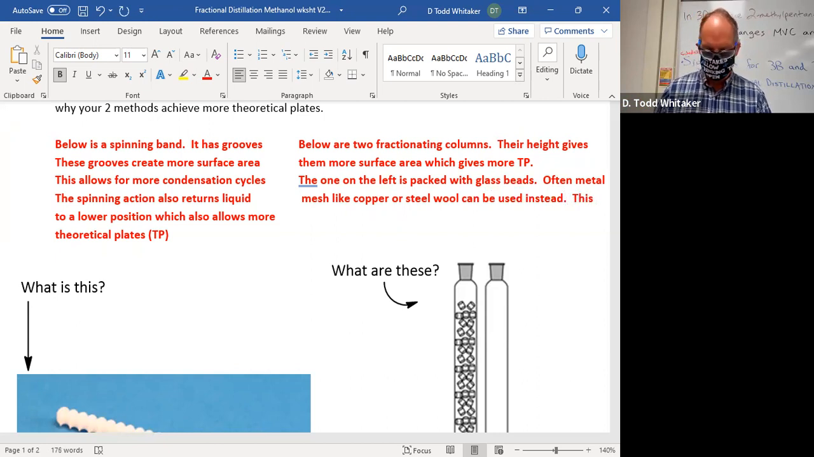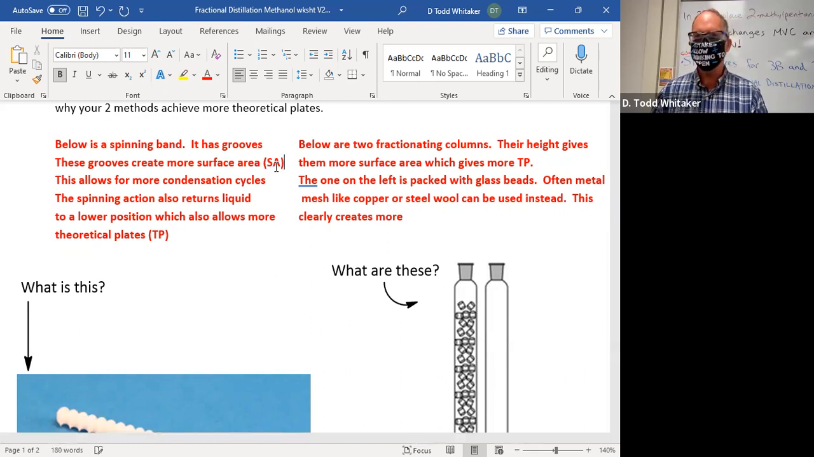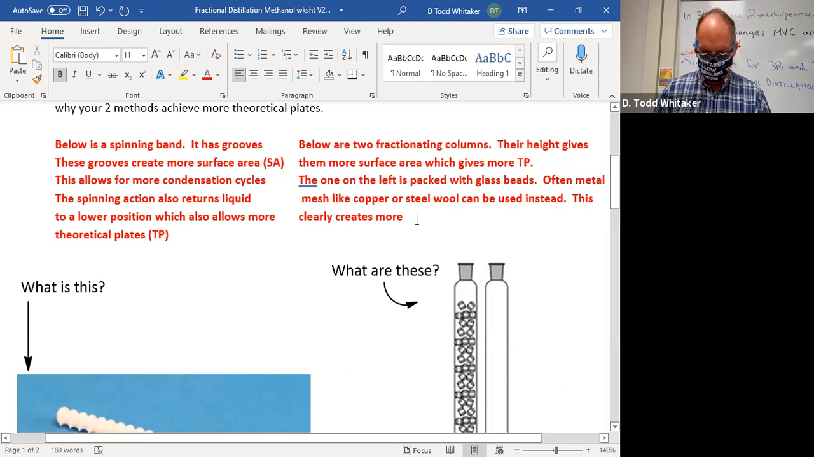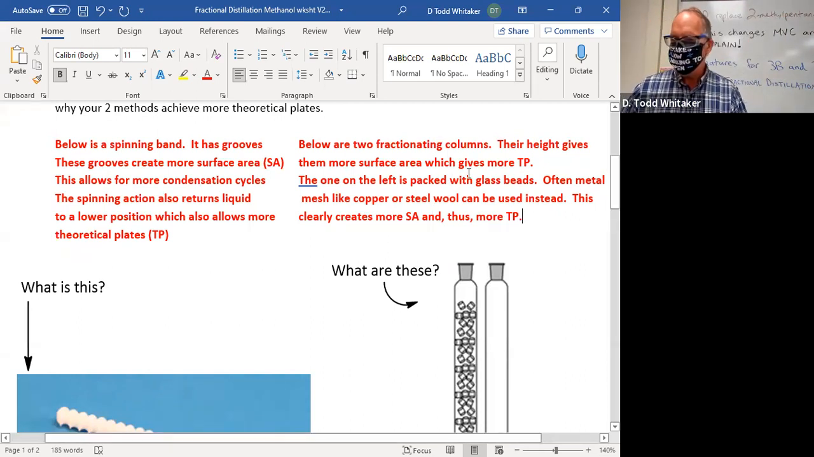This clearly creates more what? Surface area. Surface area. And thus, we don't use thus enough, more TP. Good. Their height gives them more surface area, which gives more TP.